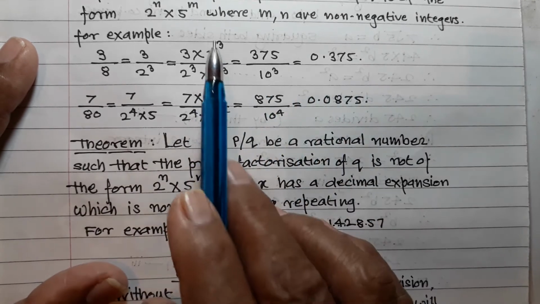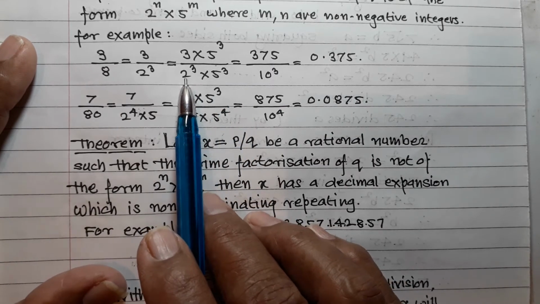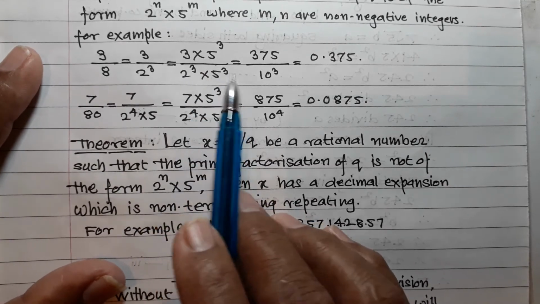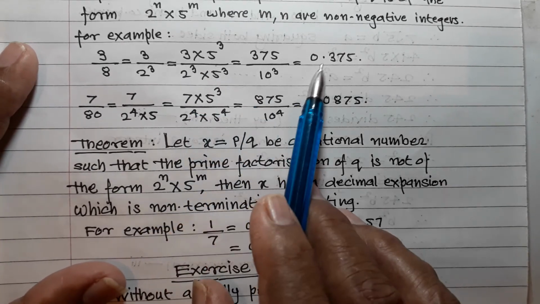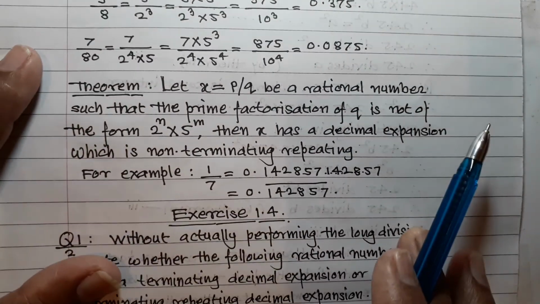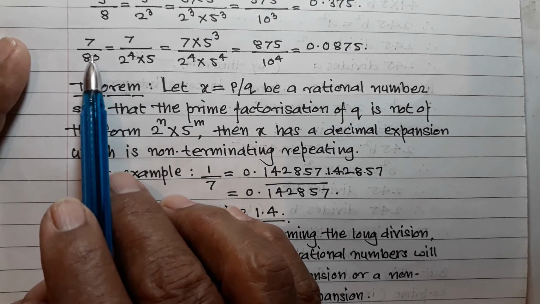Okay, so this is a very important theorem. Because of this, without actual division, you can decide whether this is a terminating form or not. Okay, example number 2.